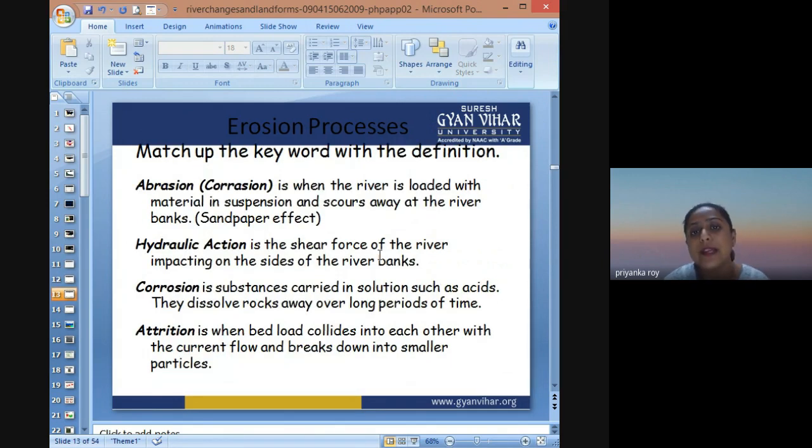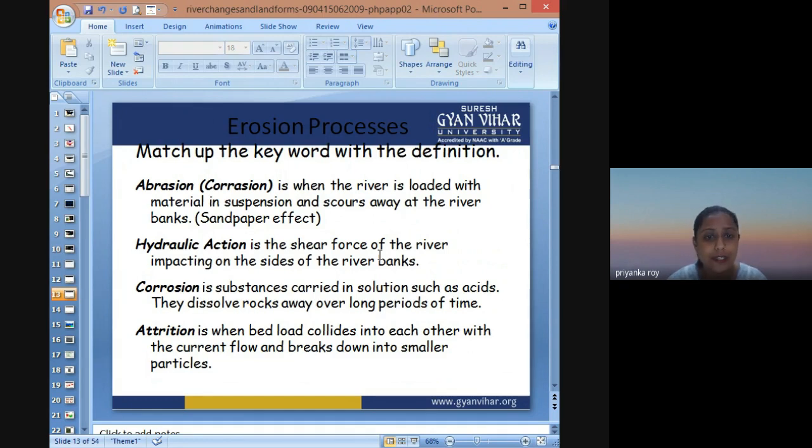Abrasion is when the river is loaded with material in suspension, and it wears away the river banks. It acts like this when moving against a harder surface, and it breaks it down further. That is abrasion. It is more like a frictional effect, or a sandpaper effect.